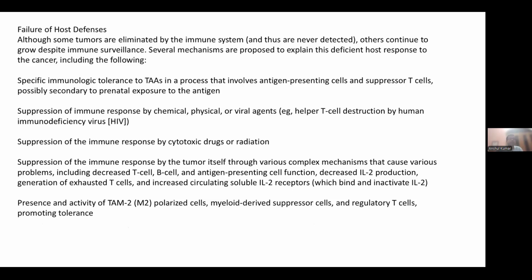So there is development of tolerance against these tumorigenic antigens in the body, and usually it is possibly secondary to prenatal exposure. That is, before birth it takes place. Suppression of immune response by chemical, physical, or viral agents. Helper T cell destruction by human immunodeficiency virus, one of the most important, the retrovirus, which helps in the development of these oncogenic conditions. Then suppression of immune response by cytotoxic drugs or radiations.